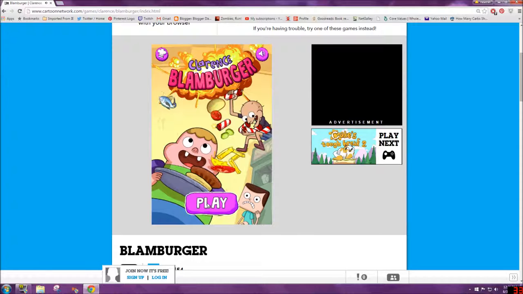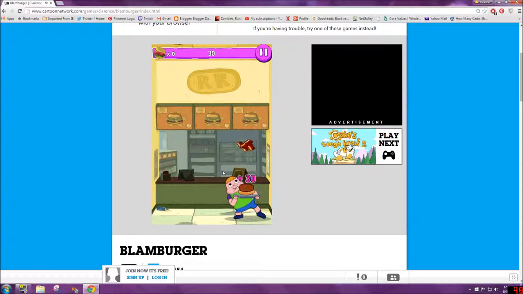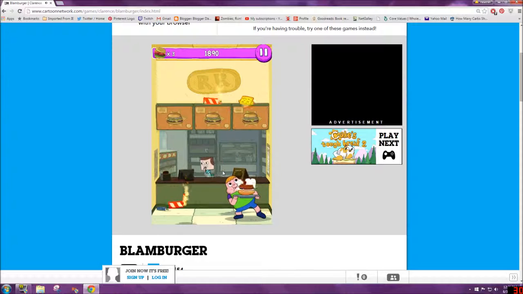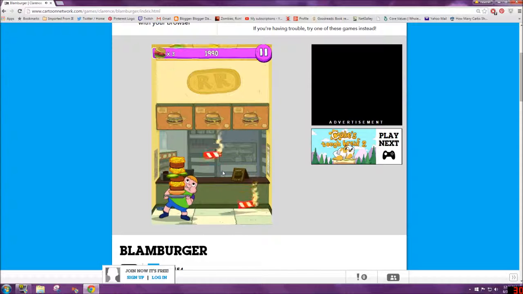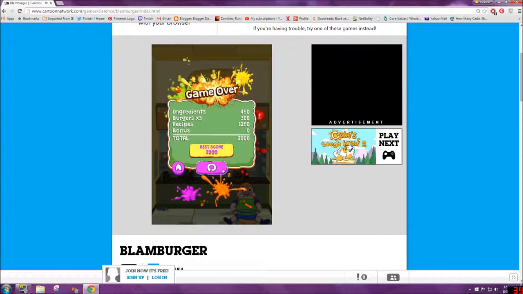Anyways, okay, Clarence Blamburger. I've never played this one before. Okay, avoid the explosives, collect the ingredients, and move right and left. Okay, so far so good. But I know it's going to be faster and faster and faster. Nope. Okay, yay! No. Okay, this is going to get really radical. Really quick, I can tell. Okay, total 2,000. Okay, that's not too horribly bad.